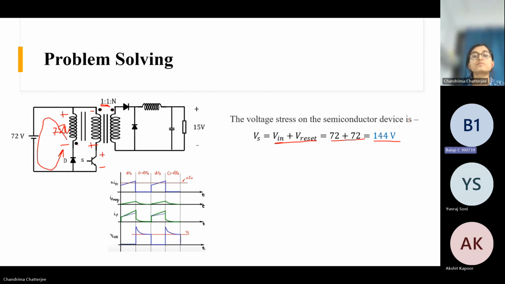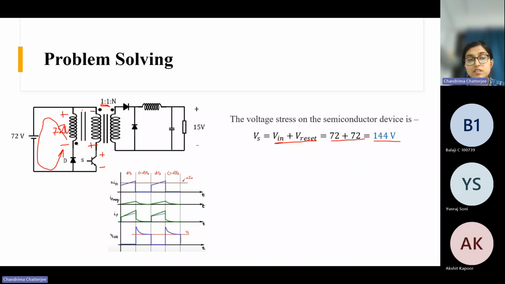Okay. How are both added, ma'am? V in plus V reset, how are we getting that? Because of the polarity. See, here the dot is here and for this winding the dot is here. If the relative polarity during the resetting is this, for this winding it is plus and this is minus. Right. So this is 72 volt and this is also 72 volt, just that the polarities are opposite.